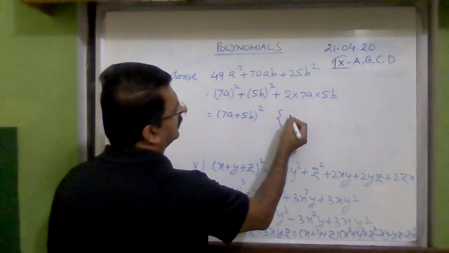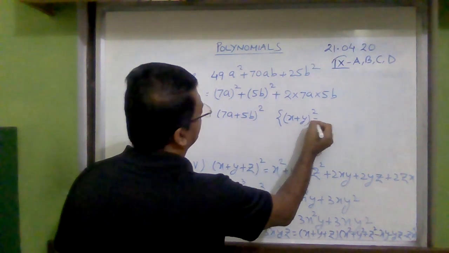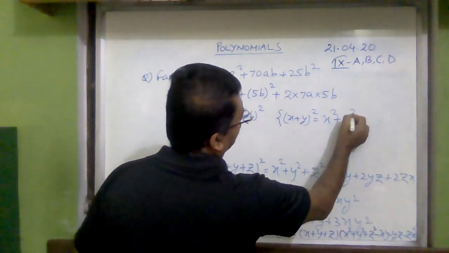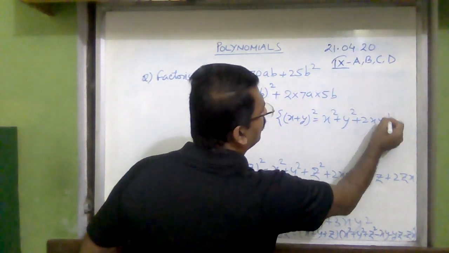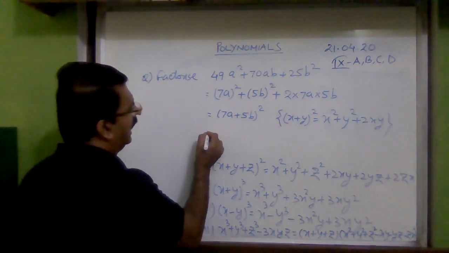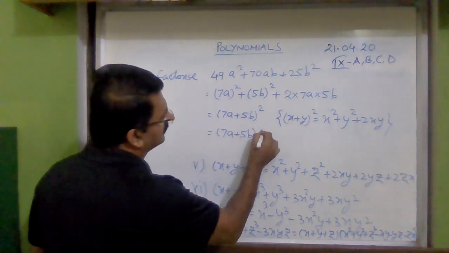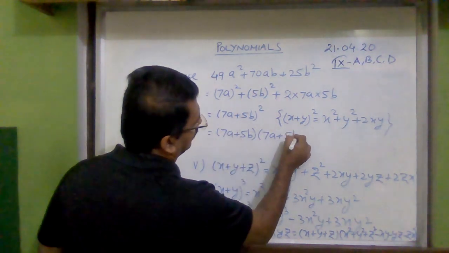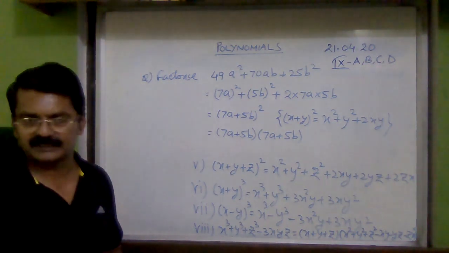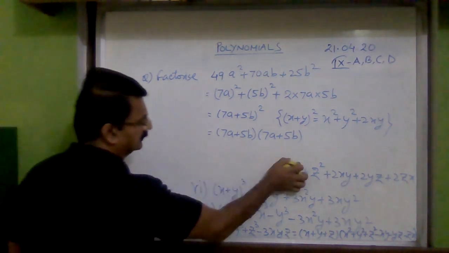We have used (x plus y) whole square is equal to x square plus y square plus 2xy. We have used this identity here. Clear? And we can say it is (7a plus 5b) into (7a plus 5b). So these are the two factors. Clear? Okay.